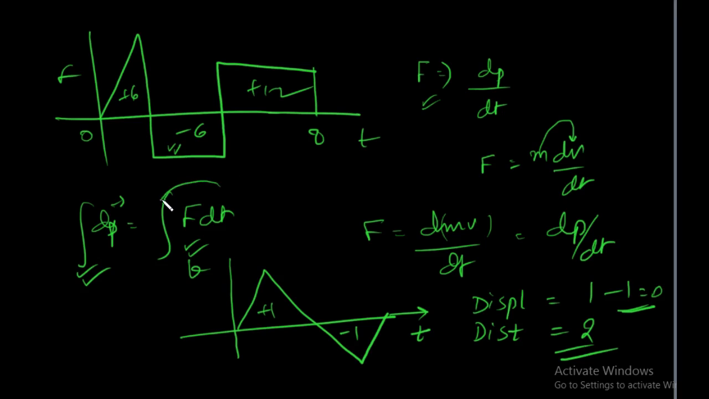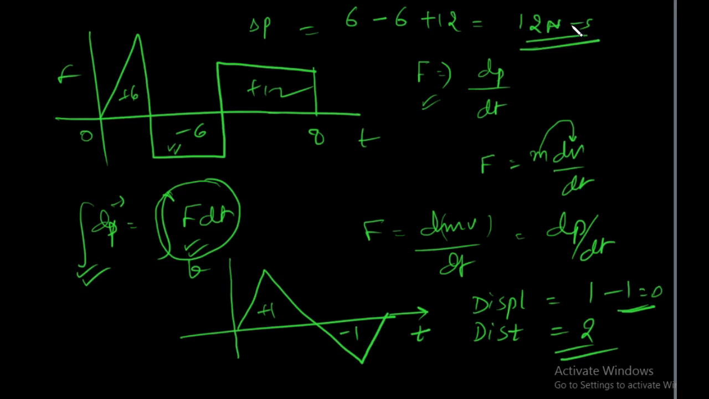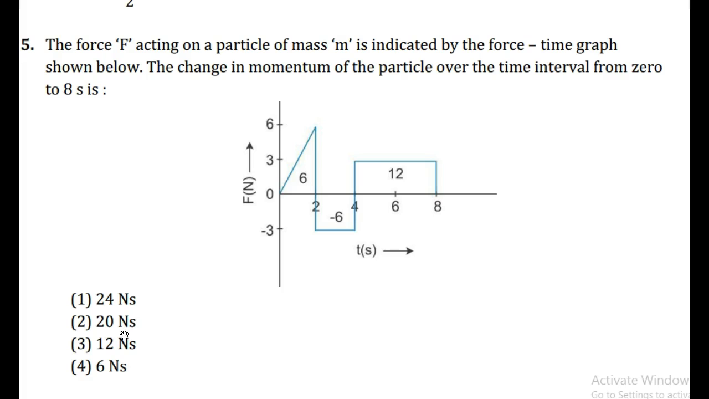So simply, F dt is integration of two variables under a graph, which gives the area of the graph, y dx. So this will give the area under the graph, and hence delta p would be equal to 6 minus 6 plus 12, and this would be equal to 12 Newton second. This is the answer of change in momentum from 0 to 8 seconds. So here we see option 3 is our answer, 12 Newton seconds. 6 minus 6 plus 12 gives 12. So this third option is our answer.